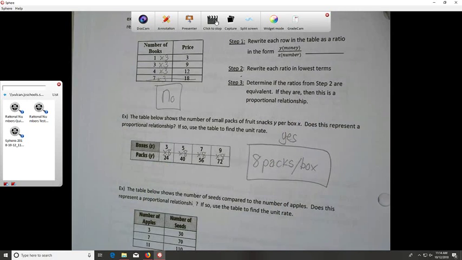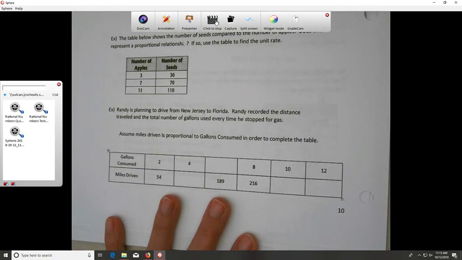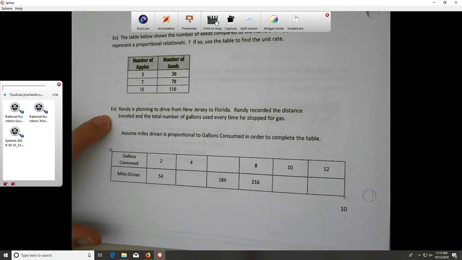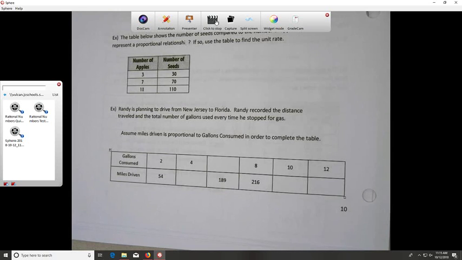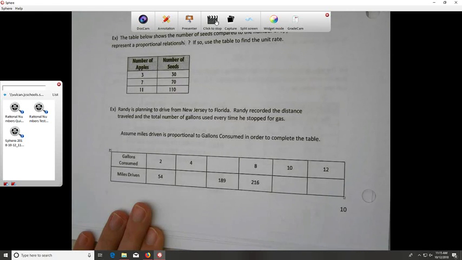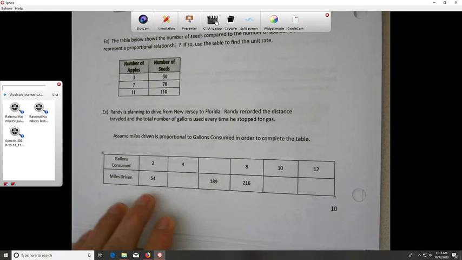I'm going to skip this one and just go to the last one really quick here, just to point something out. So it says, Randy is planning to drive from New Jersey to Florida. Randy recorded the distance traveled and the total number of gallons used every time he stopped for gas. Assume miles driven is proportional to gallons consumed in order to complete the table. So it's telling us this is a proportional relationship. Now go fill in the rest of the table.